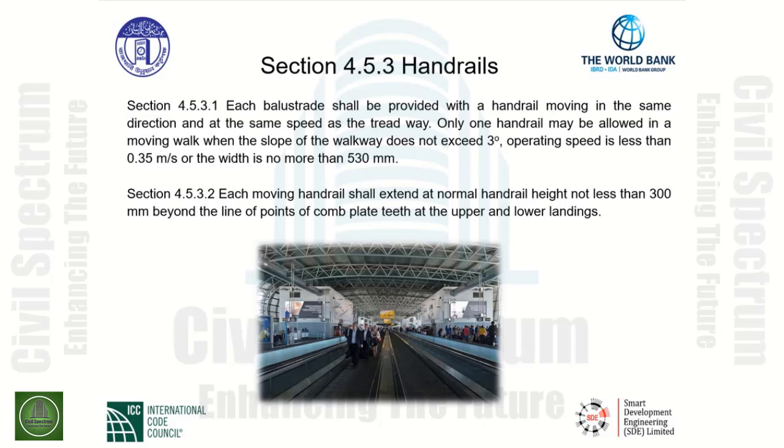Section 4.5.3.1 specifically indicates that each balustrade shall be provided with a handrail moving in the same direction and at the same speed as the treadway. Only one handrail may be allowed in a moving walk when the slope of the walkway does not exceed 3 degrees, the operating speed is less than 0.35 meters per second, or the width is no more than 530 millimeters.